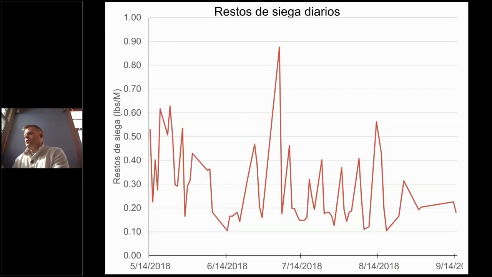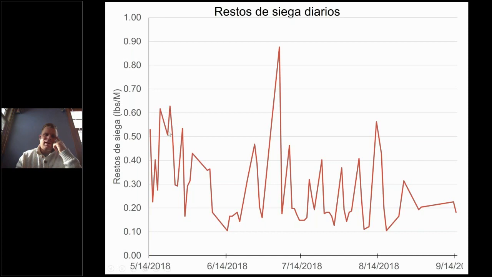So here's some clipping yields my grad student collected over the last summer in Nebraska. And you'll notice that there's some big peaks and valleys in there. Some of those peaks and valleys are the result of weekends where they didn't mow and then they came back on Monday and mowed. But other peaks and valleys are the result of time of the day, time of the year and water availability.